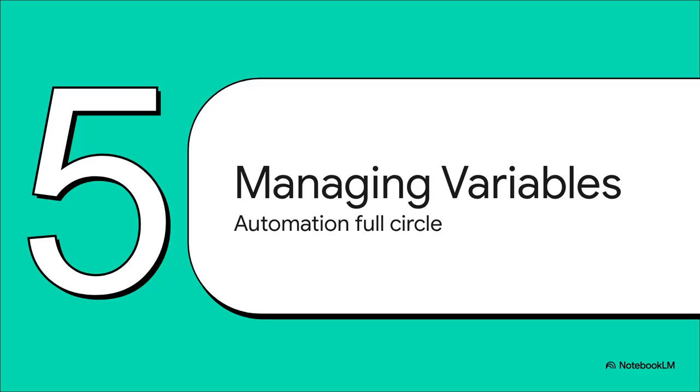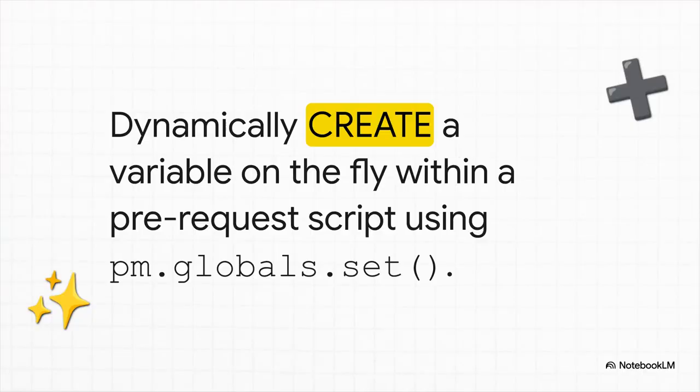Okay, this is where the magic really happens. This is where we bring everything together. We've talked about scripts and we've talked about variables. Now, let's use our scripts to dynamically create, read, and even delete our variables. This is the heart of real automation. So instead of you manually clicking around in the interface to create a variable, you can just do it on the fly, right inside a script.